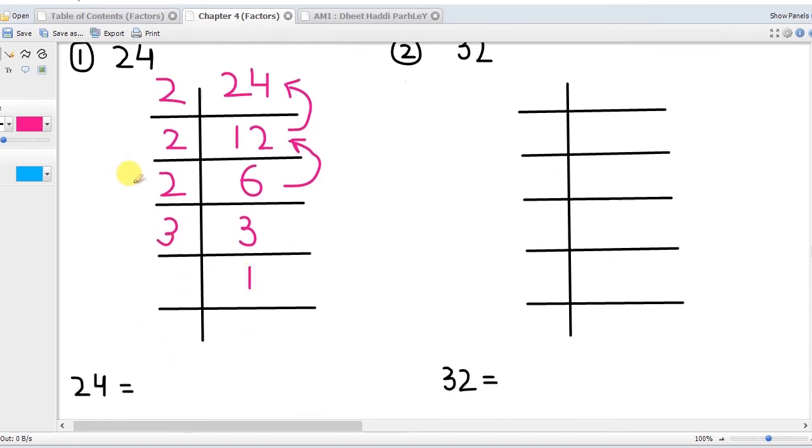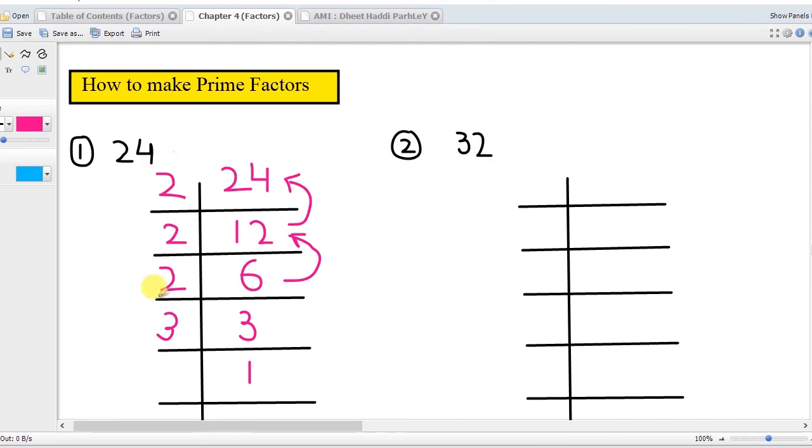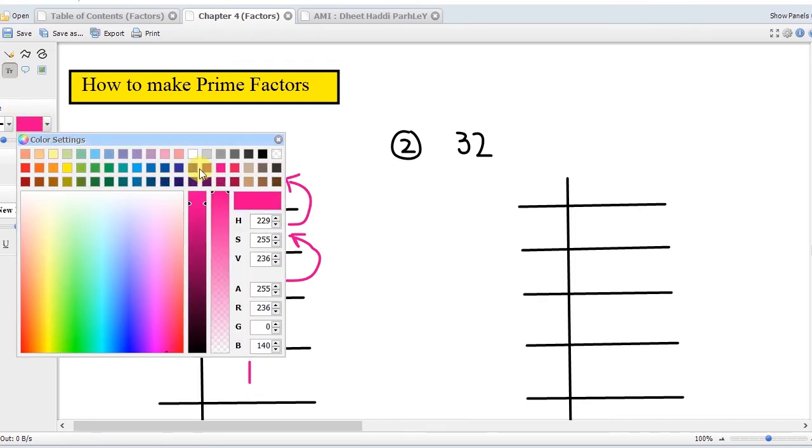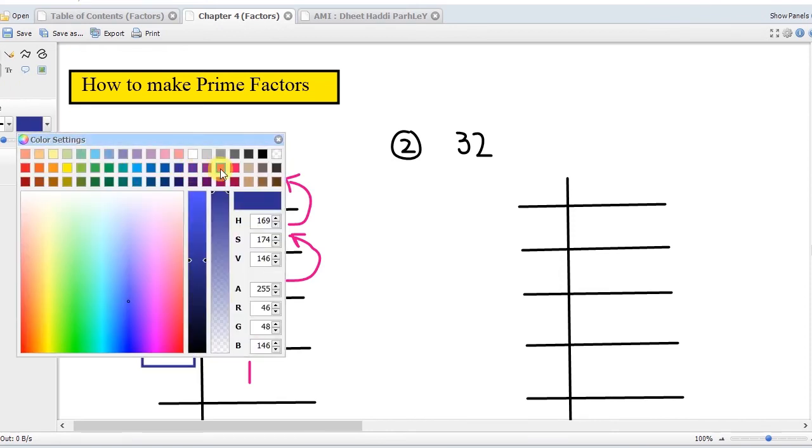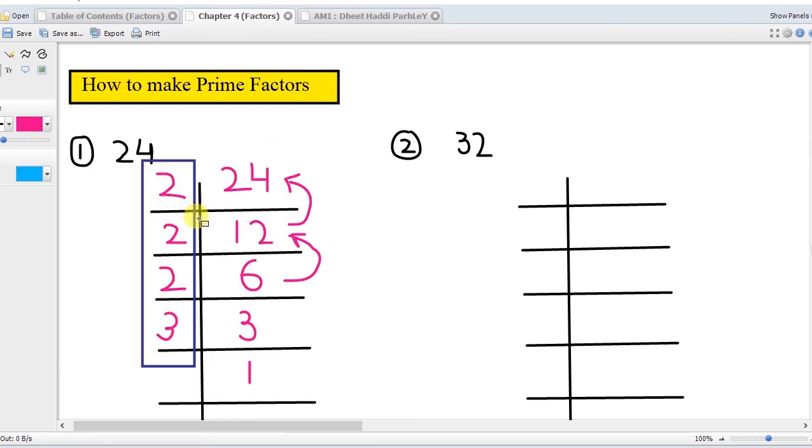So these are the maximum possible prime factors that we are getting. You see, all these numbers that you are looking at here are prime numbers. Neither of them is a composite number, right? Okay.